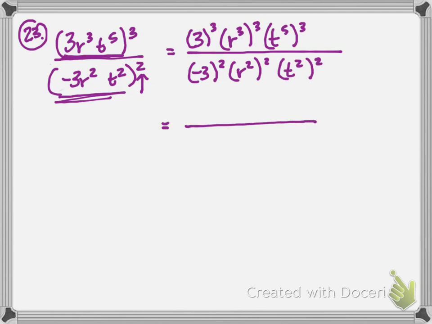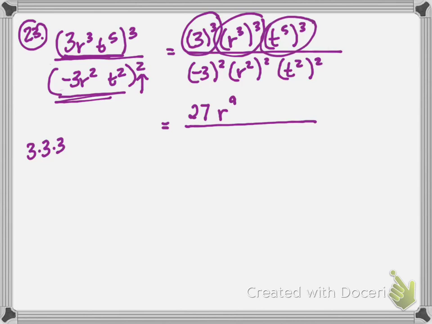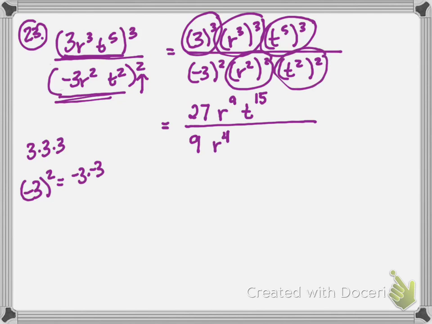So now if we clean up the top, 3 to the 3rd means 3 times 3 times 3, which is 27. When I have a power raised to a power, I multiply, so r to the 9th. Power raised to a power, I multiply, so t to the 15th. On the bottom, I have negative 3 squared, which means negative 3 times negative 3, so I have 9. Power raised to a power, I multiply, so it's r to the 4th. Power raised to a power, I multiply, that's t to the 4th.